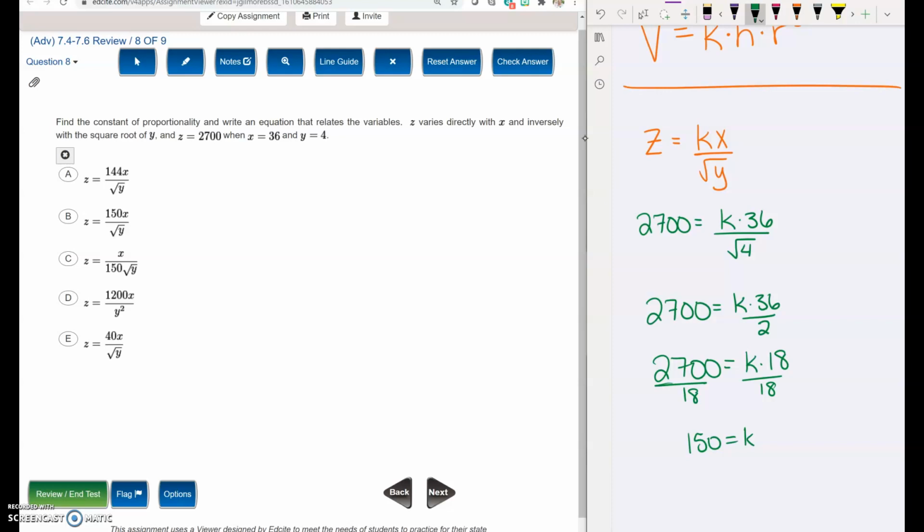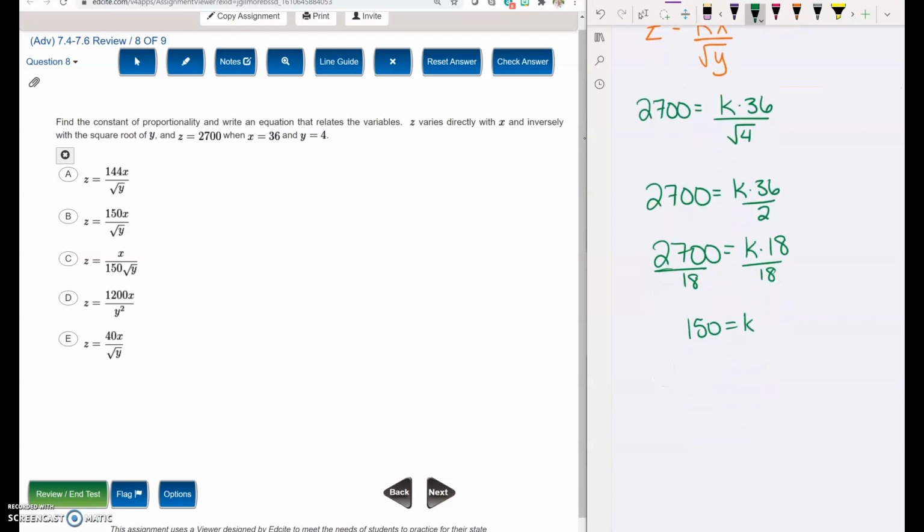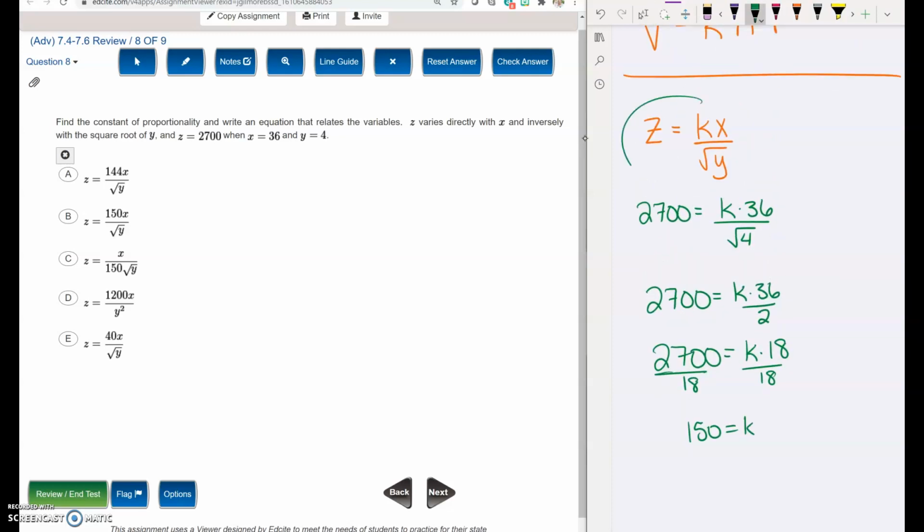Now there's two answers here that have 150 as your constant of variation, or as the number that's in the equation. So you need to go back to what we originally wrote and take that k and put the 150 in its place. So our answer is z equals 150x divided by the square root of y.